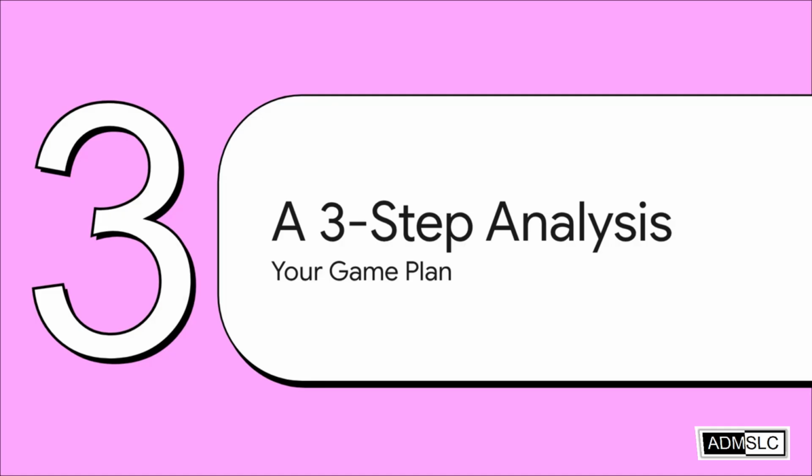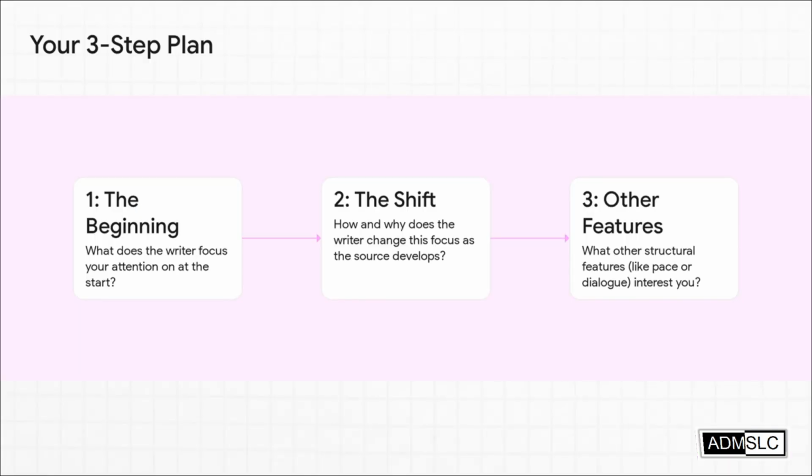Okay, now for the really useful part. Section 3, a 3-step analysis. This is your go-to game plan, something you can use for literally any text they give you on exam day. And here is the absolute best part. You don't even have to memorize this. Why? Because the exam question literally gives it to you. These 3 bullet points are printed right there on the paper.